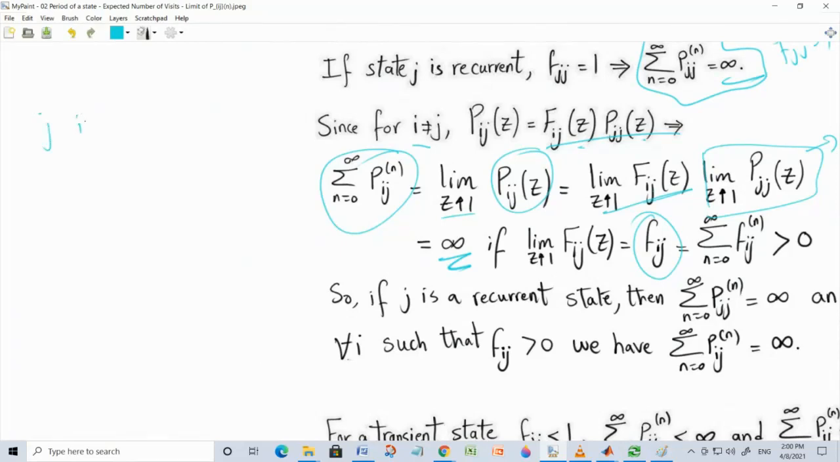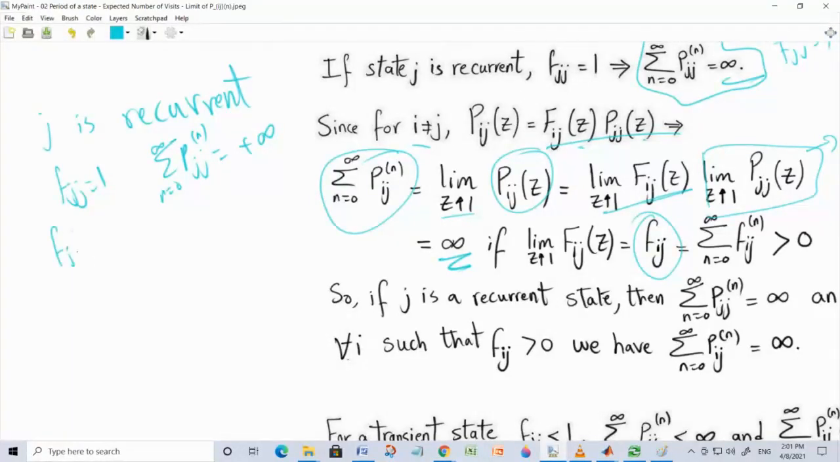So j is recurrent. J itself is recurrent, right? And so this means that fjj is equal to 1, and the summation of pjj of n from 0 to infinity is equal to plus infinity. Okay, so we can say this.